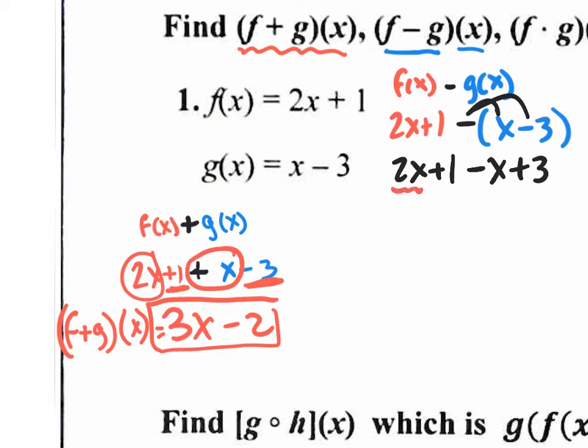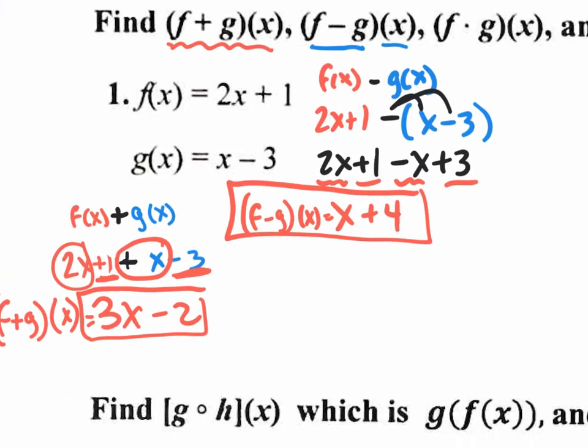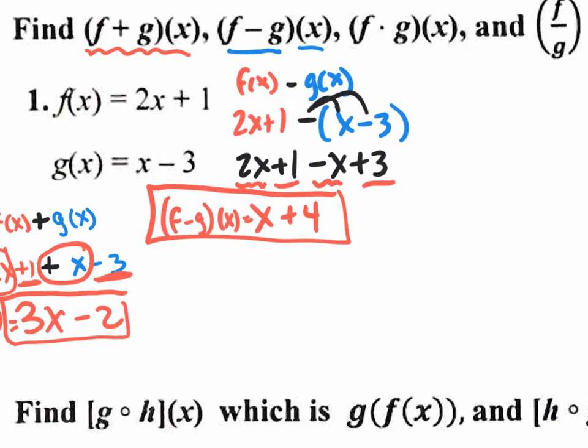So now we combine like terms. 2x, take away 1x, that's 1x. 1 plus 3 is 4. So there's your answer to f minus g of x. F minus g of x really does equal x plus 4. And that's the second answer of the 4 that they're asking us to do. The next thing they want us to do is f times g of x. That really means to multiply your f of x with your g of x.